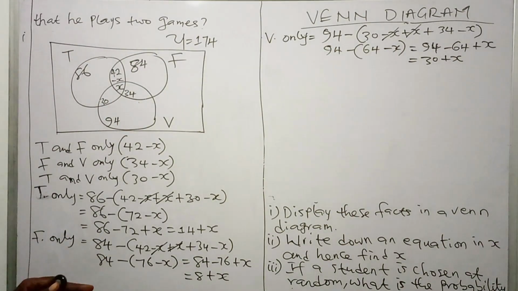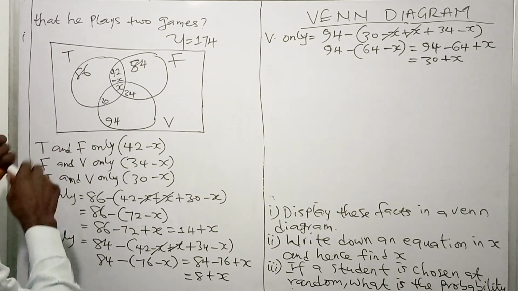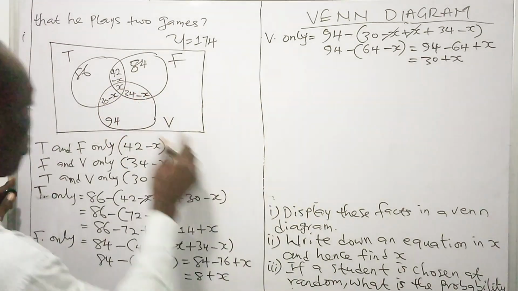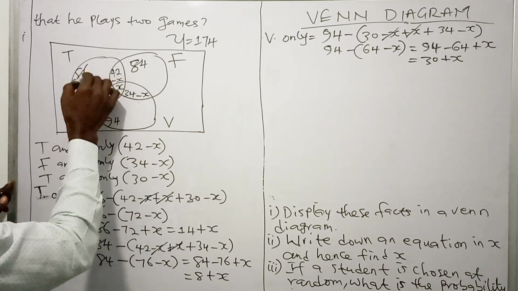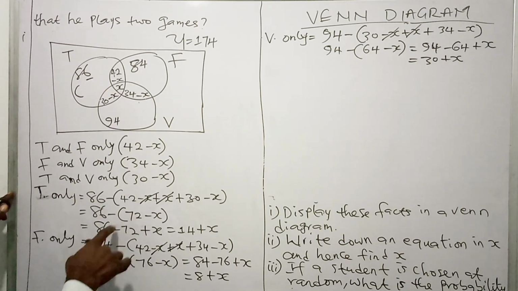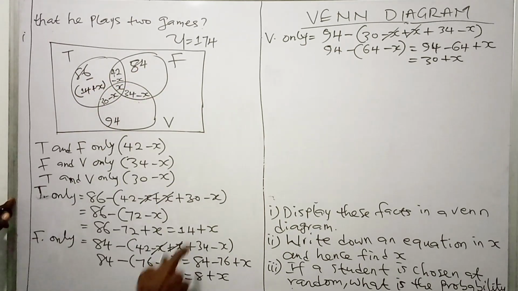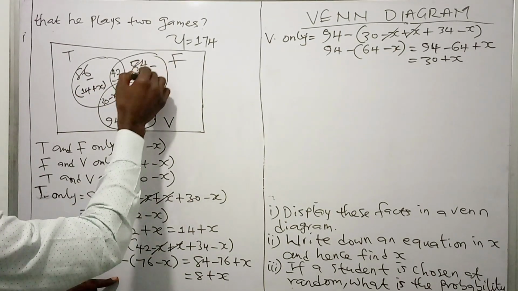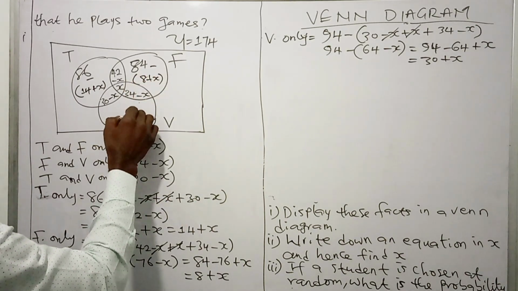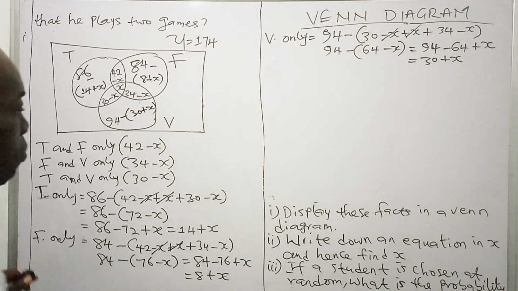Now, for us to put this in the right perspective, we've done all we need to do for sub-question I, which asks us to represent the information in a Venn diagram. So this is 86 minus, in brackets, 14 plus x. Then here, 84 minus, in brackets, 8 plus x. Then for this, 94 minus, in brackets, 30 plus x. Now that satisfies the first part of the question.